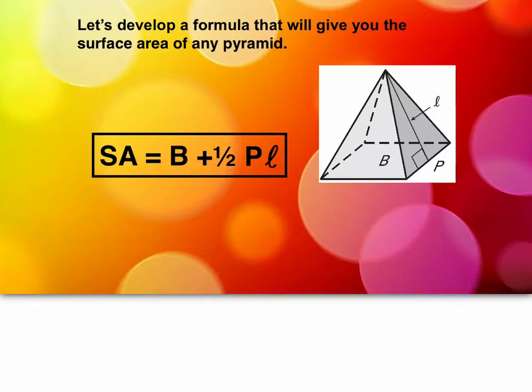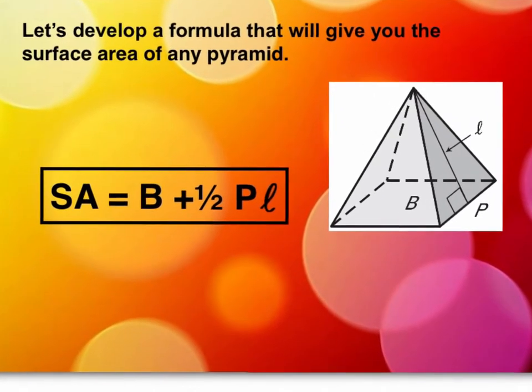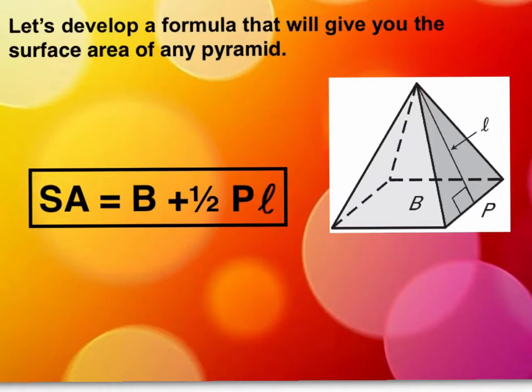Let's go and develop a formula now that will give you the surface area of any pyramid. Remember that we would have to find the area of the base, definitely. So there it is there. Find the area of the base. Then we would have to find the perimeter, since we're going to have to definitely use all of this anyways. And then we could multiply that by the lateral area here. So this is another way to find the surface area of a pyramid by using a basic formula.